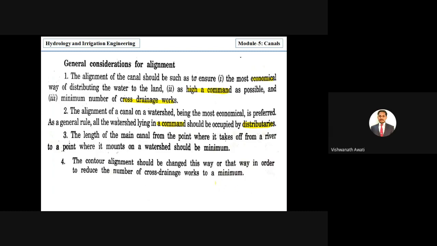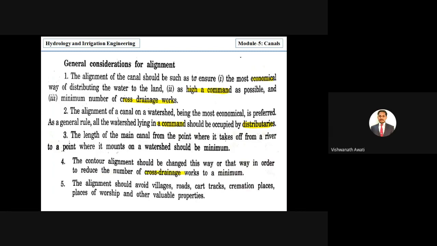So when we are providing contour canals, it's not required that we maintain the same contour. We can change the contours here and there because we have to reduce the cross drainage work, right? So to reduce cross drainage work, we can change the contours. Alignment should avoid villages.